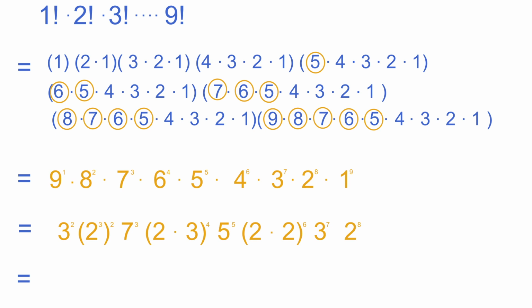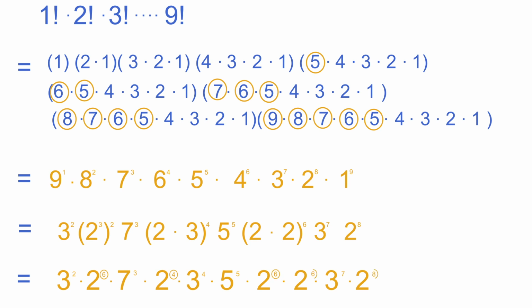Now we've got it all prime, so let's do that. We got 3 to the power of 2, 2 to the power of 6, 7 to the power of 3, 2 to the power of 4, 3 to the power of 4, 5 to the power of 5, 2 to the power of 6, 2 to the power of 6, 3 to the power of 7, and 2 to the power of 8. Now comes a very important step. We have to combine them. So for the 2s: 2, 6, 4, 10, 6 is 16, 22, and 30. 2 to the power of 30.